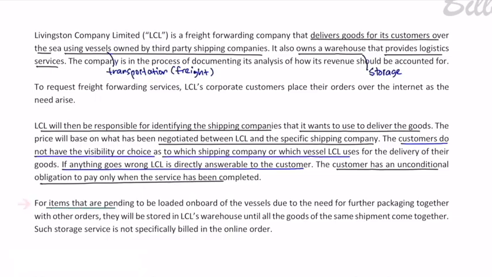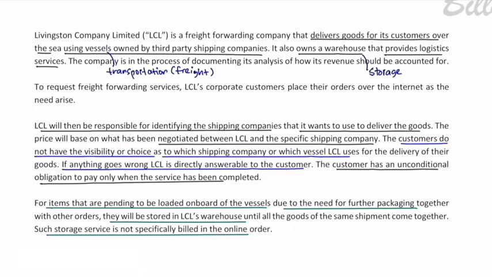For items that are pending to be loaded on board the vessel, due to the need for further packaging together with other orders, they will be stored in the LCL warehouse until all the goods of the same shipment come together. Such storage service is not specifically billed in the online order.